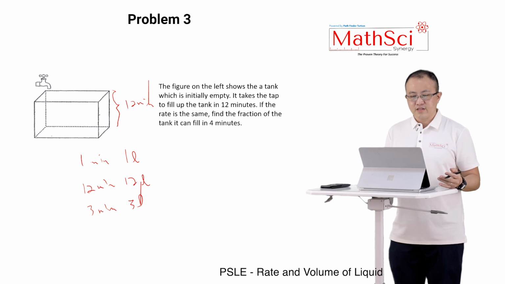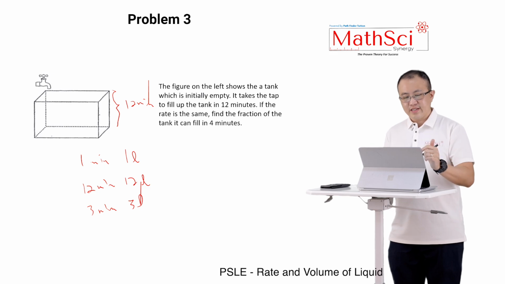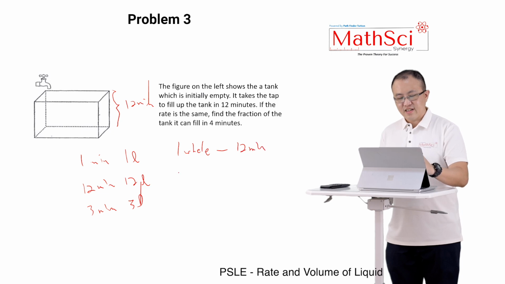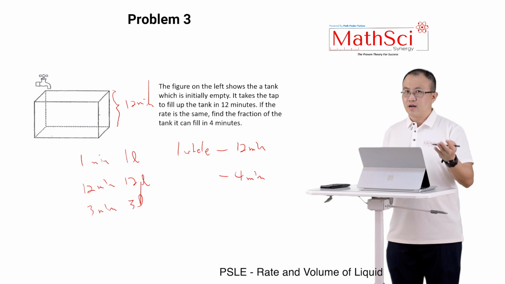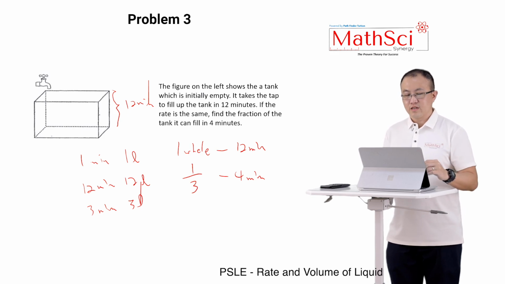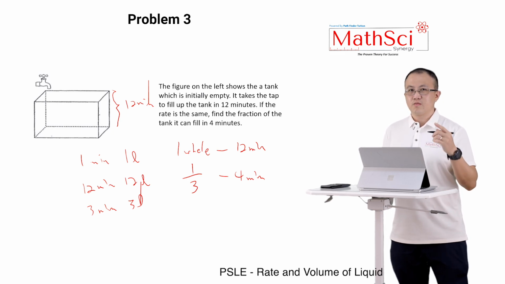This is by proportion. So which means to say that now is 4 minutes, the fraction of the tank I can fill, 12 minutes can fill the whole, right? So 1 whole is 12 minutes. Then I will say that if I am only given 4 minutes, I divide by 3, right? So this will be 1 divided by 3, or 1/3. Okay, so the answer is actually 1/3.